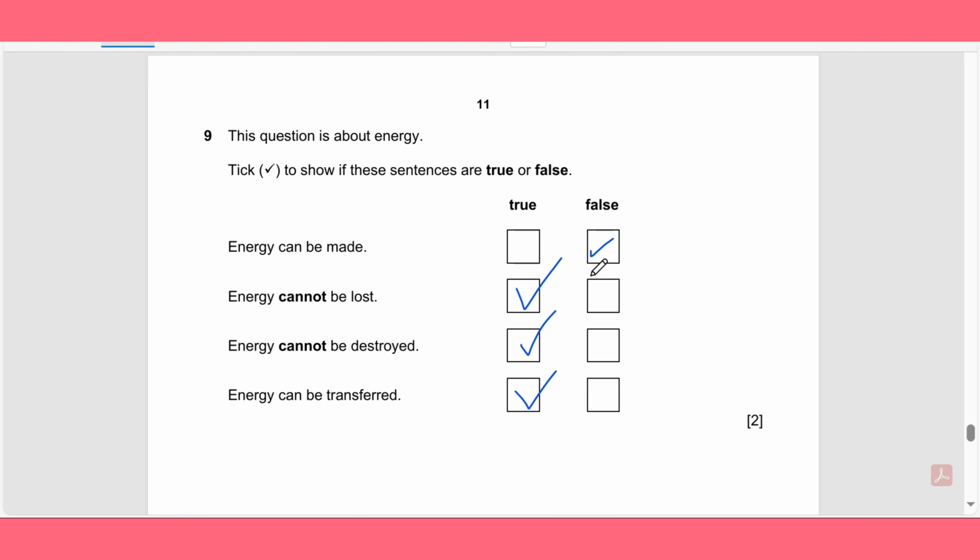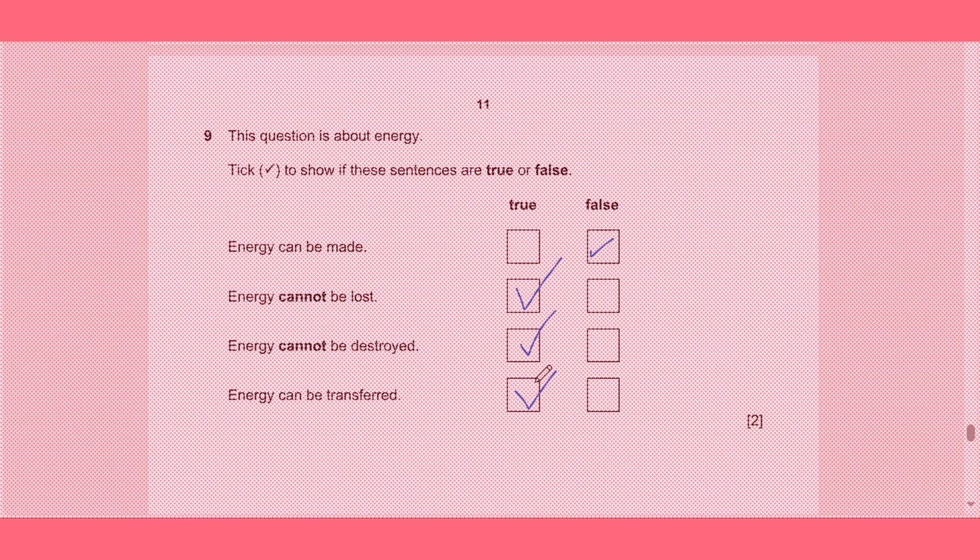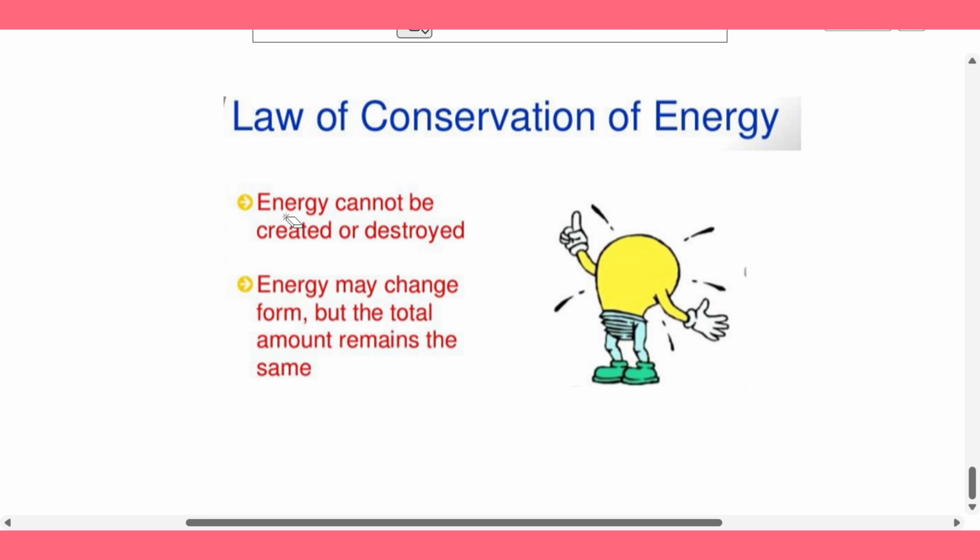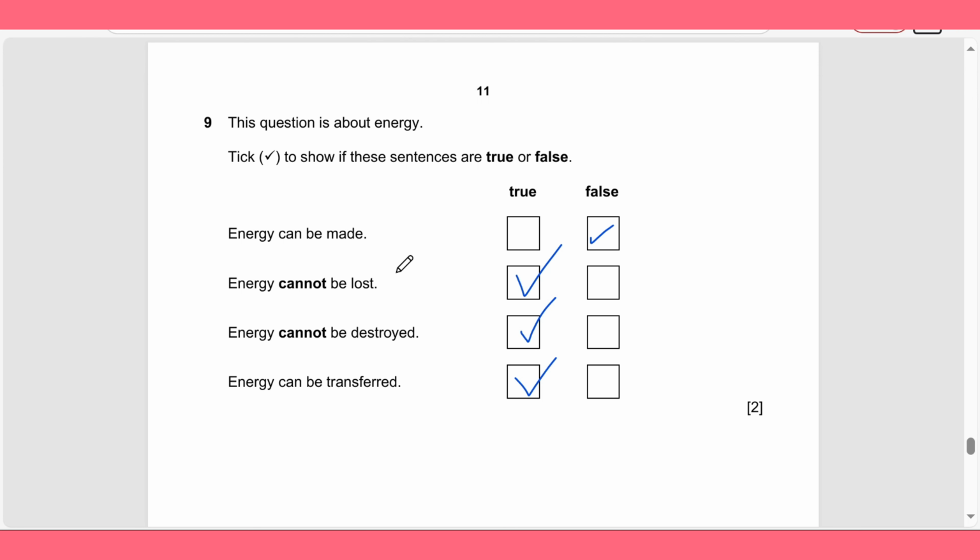Here are the answers. Energy can be made, false. Energy cannot be lost, true. Energy cannot be destroyed, true. Energy can be transferred, true. So here is the explanation. Law of conservation of energy: energy cannot be created nor destroyed. Energy may change form, but the total amount remains the same. Alright? That's the reason we can answer this.